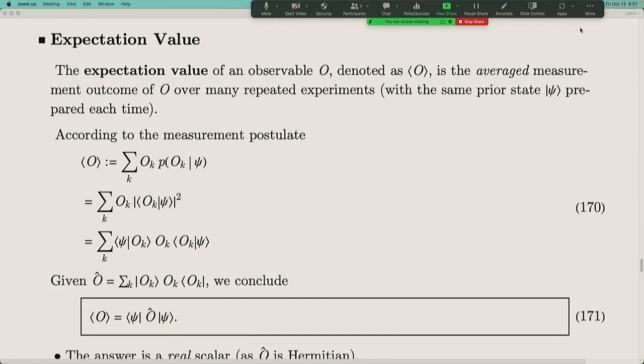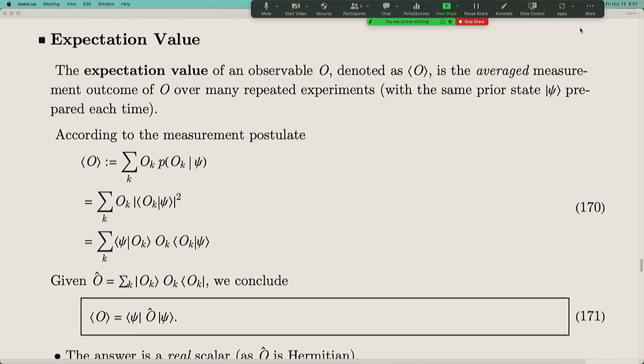So that's the idea. For example, if I measure observable O, I want to understand its expectation value. Expectation value means the average value of the measurement outcome, the mean of the outcomes, which is always denoted as O with this bracket. And this is the expectation value of this operator.